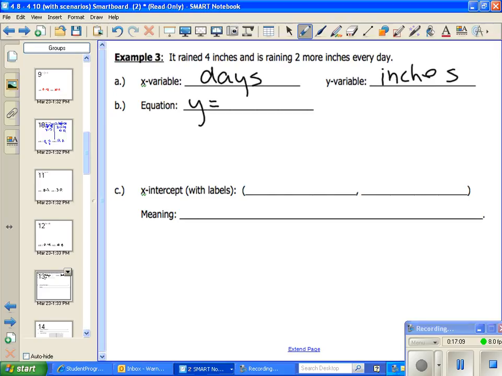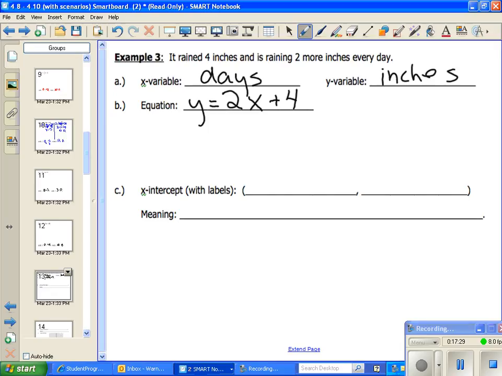Okay, Jenna, what's the equation? Make them positive because the inches are positive of rain. Good. Y equals 2x plus 4. All right, first question is find the x-intercept.